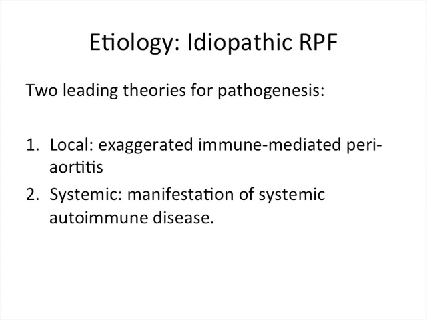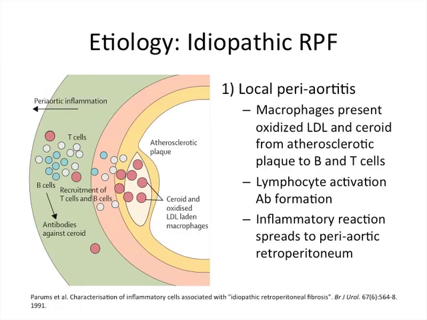The pathogenesis for idiopathic RPF is poorly understood, but there are two main theories. One is local immune-mediated periaortitis, and the other is that this is a systemic manifestation of autoimmune disease. I'm trying not to spend too long on this, but in the immune-mediated theory, atherosclerotic plaque in the aorta gets presented to B and T cells with oxidized LDL and ceroid by macrophages, and this basically spins up an inflammatory reaction around the aorta and the local retroperitoneum through this local inflammatory reaction.